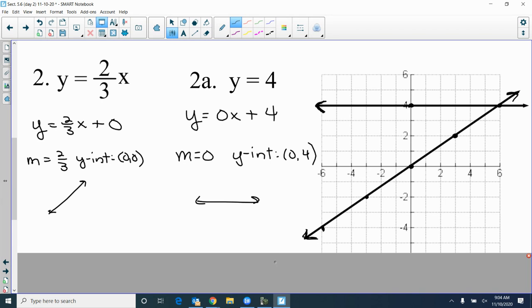Okay? So know those differences. So 2 special cases. One has a 0 for the y-intercept. Still, it will have a slope.